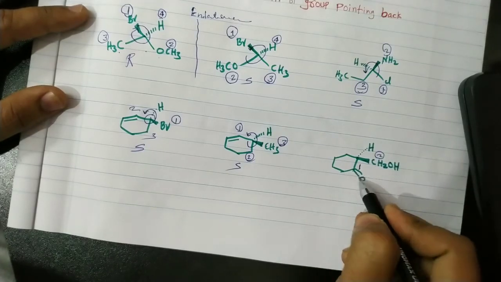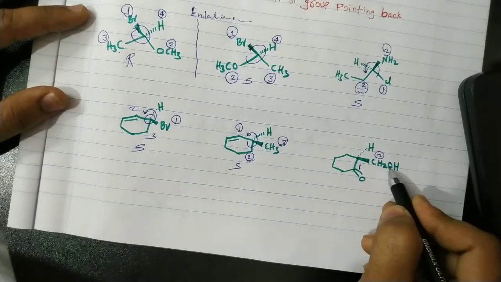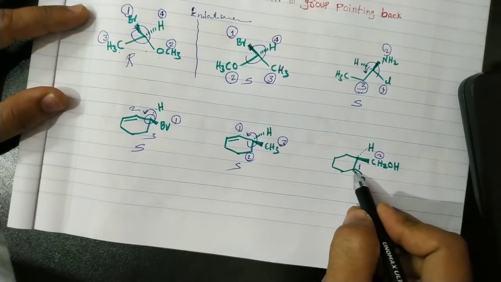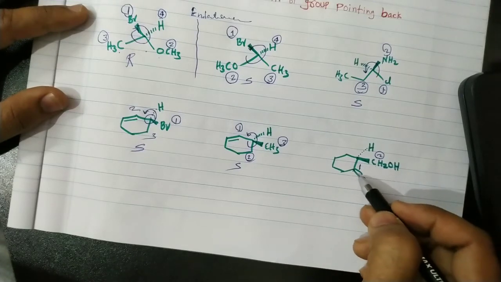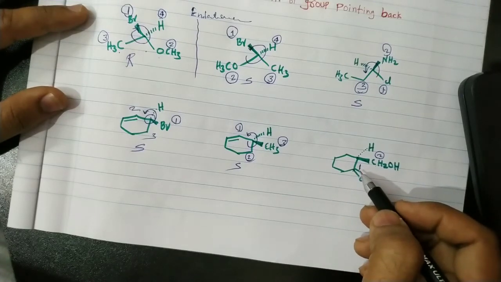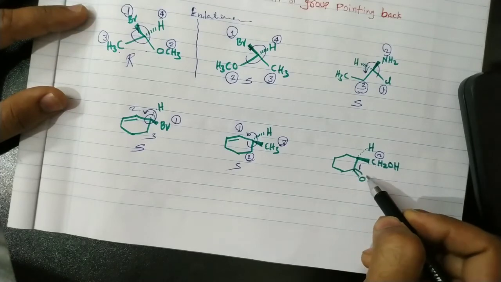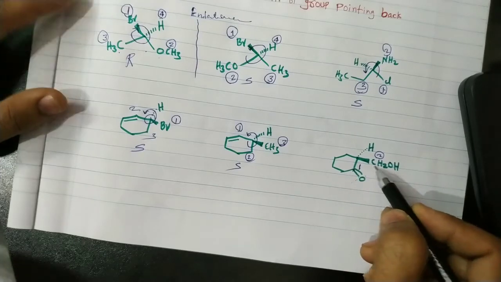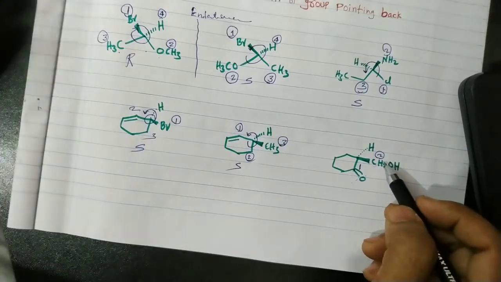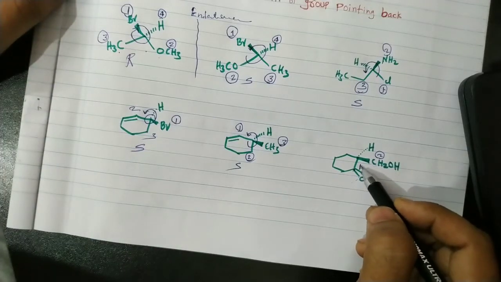In this case, CO is the first priority group and CH2OH is the second priority group. Here this carbon is attached to oxygen, and here also a carbon attached to oxygen, but this carbon is bonding with two oxygen atoms, based on the hypothetical structure, whereas here the carbon is bonding with only one oxygen atom. So in this case, this one gets the high priority.